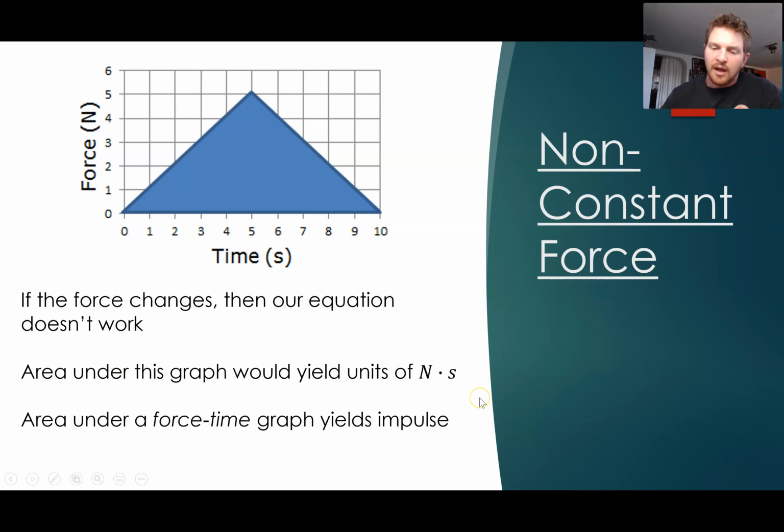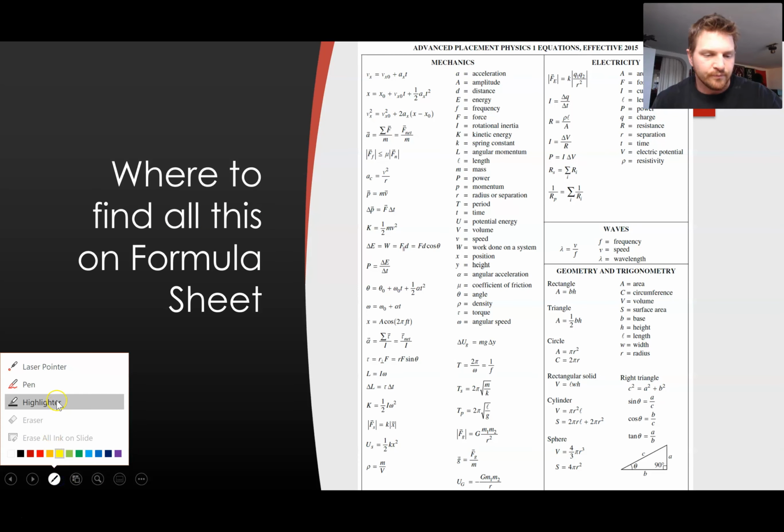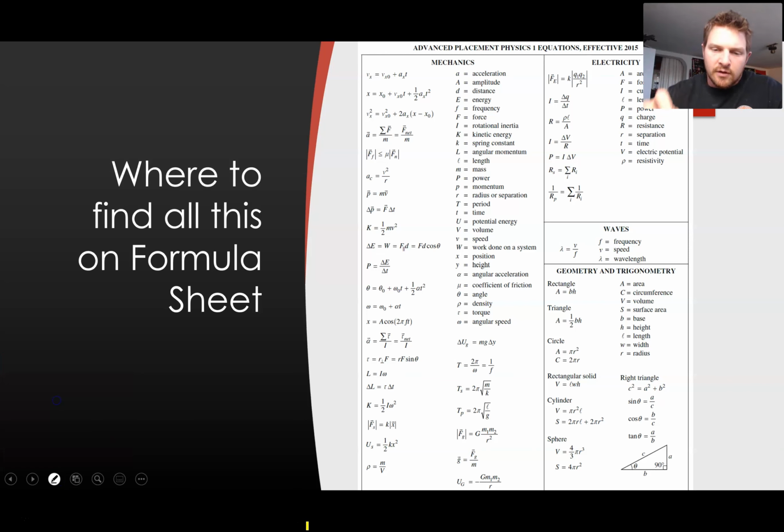And then the last thing, if we need to find this stuff on the formula sheet, right here is where we're going to have our equation for momentum. And at the bottom is the impulse momentum theorem. If I have a change in momentum, I know that's equal to a force times some time interval.